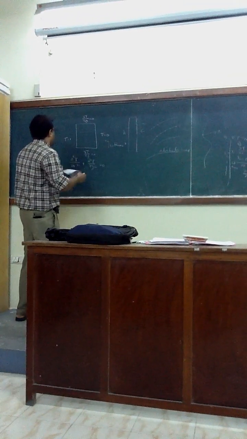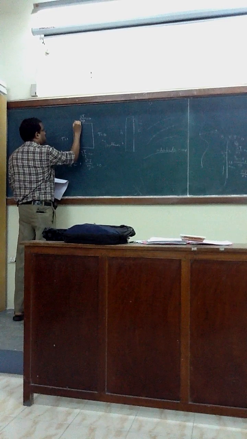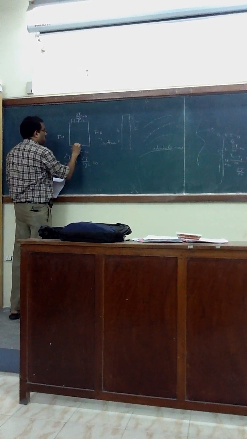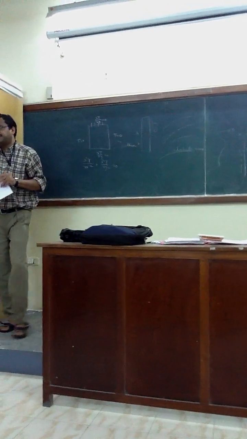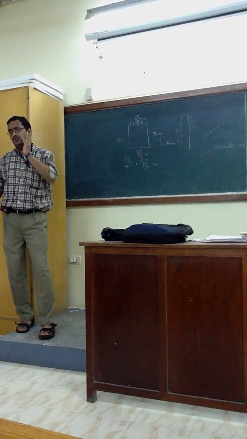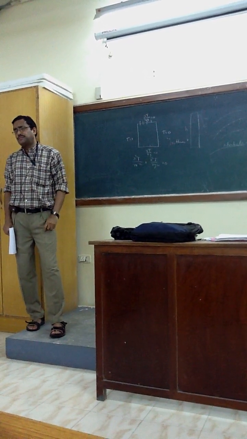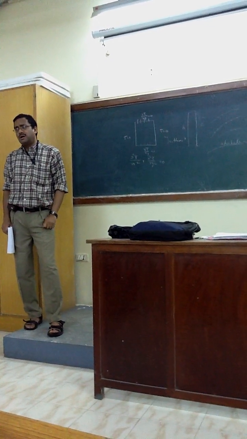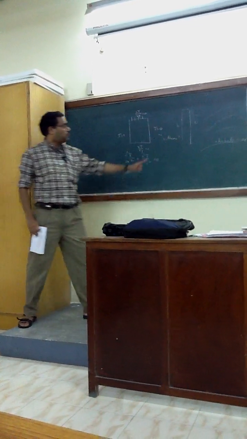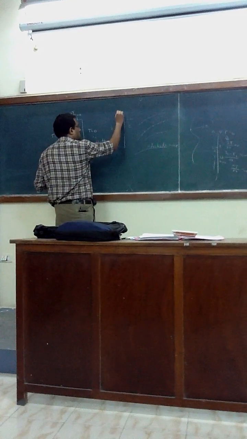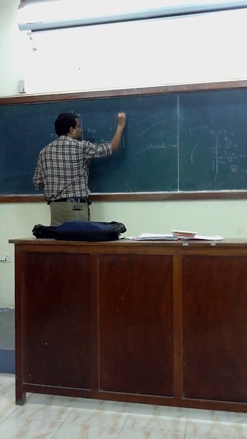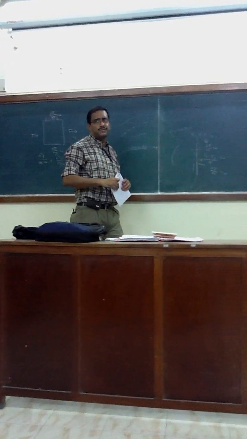That means the isotherms will actually be crossing the wall like this, perpendicularly. So how will the profile be here? What are the isotherms for this case? Any guess? Look at the profile here. Here the isotherms are like this. What are the isotherms here?